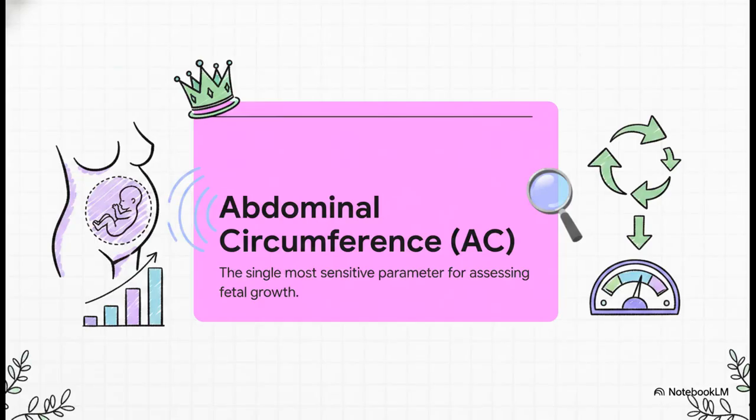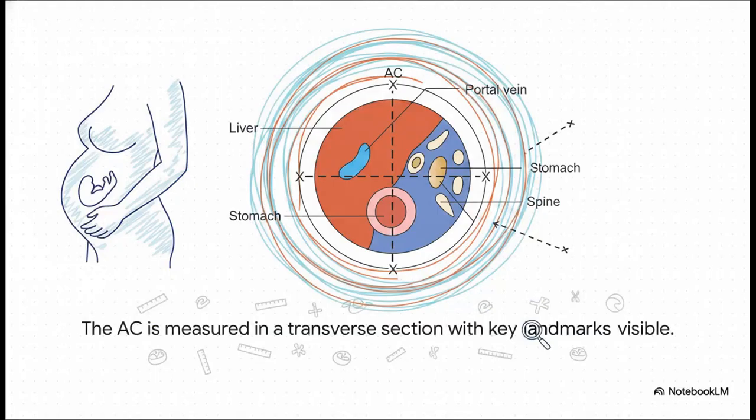All right, next up is the abdominal circumference, or AC. And here is another one of those absolutely crucial high-yield points. If CRL is king for dating the pregnancy, then the AC is king for assessing growth. In fact, it's the single most sensitive measurement we have for monitoring how well the baby is growing and for catching issues like fetal growth restriction early on.